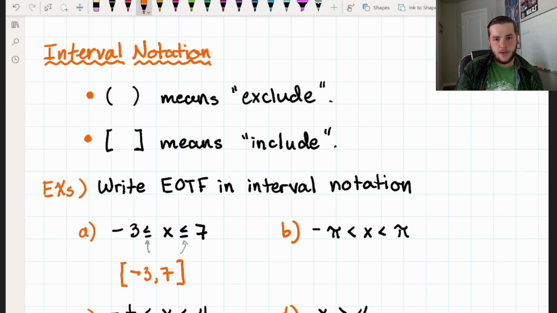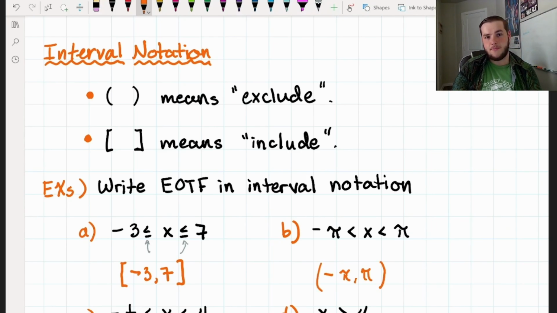Same thing for part B. Here I'm looking for all numbers between -pi and pi. But notice this time I don't have the or equal to part. So I'm still looking for -pi to pi. Still looking for that one. But this time, -pi is not greater than -pi, and pi is not less than pi. So I don't want those numbers to be included in my interval. To denote this, I use parentheses, not brackets.